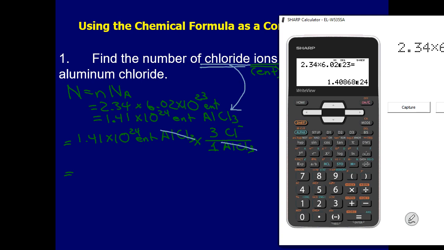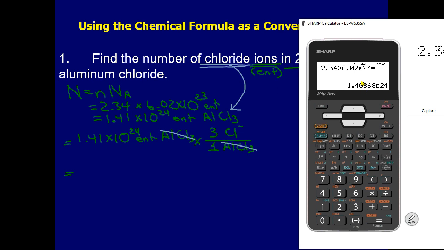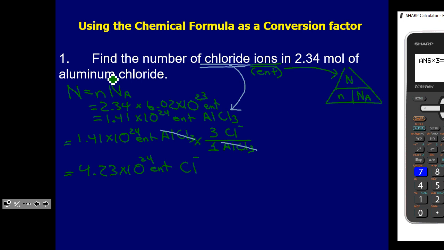So sometimes we have to do that. Now notice I've got an answer that's already there. There's my number. I'm now going to just press times 3, answer times 3, 4.226. So 4.23 times 10 to the 24 entities of Cl minus. All right? Okay. So sometimes when we want to find out individual parts or pieces of a compound, we have to multiply it by a factor. Let's do one more of these.